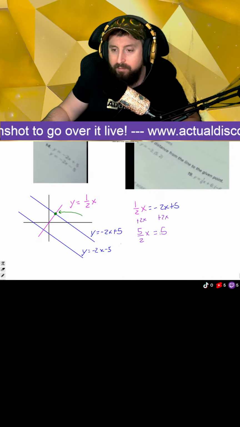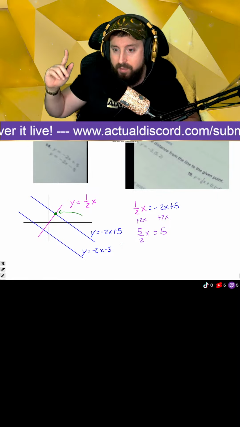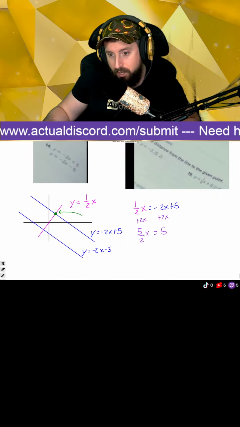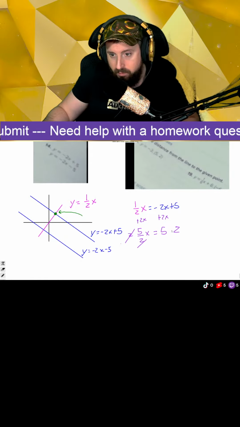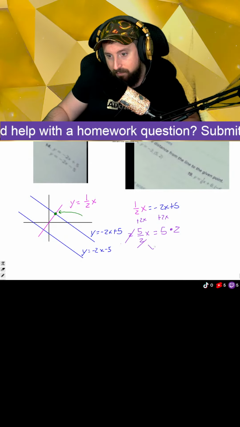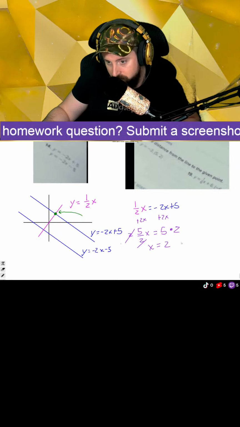So, wait, yes, 5/2. Okay, cool. And then we solve for x here, right? By just multiplying both sides by 2, because that gets rid of this. And then we divide by 5. So I'm going to end up getting x is equal to 2.